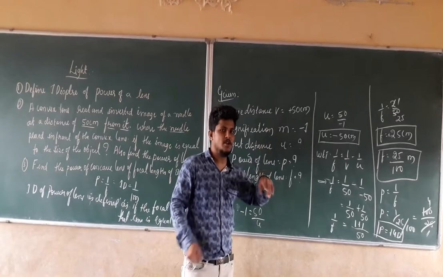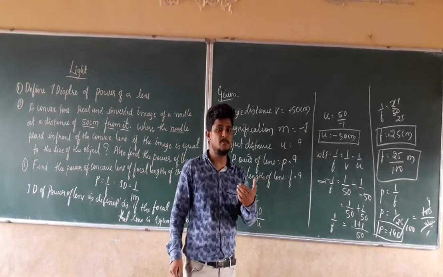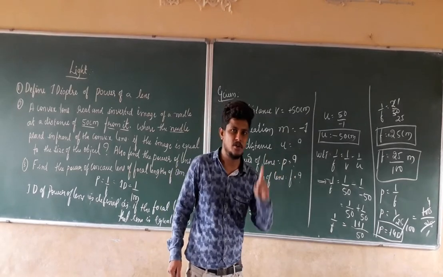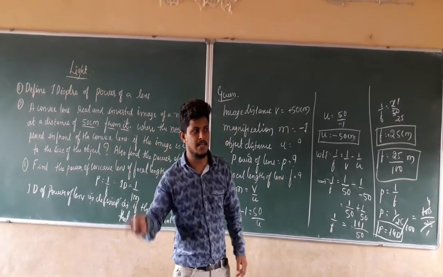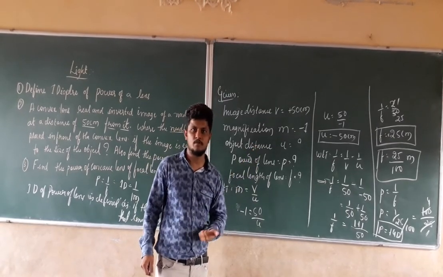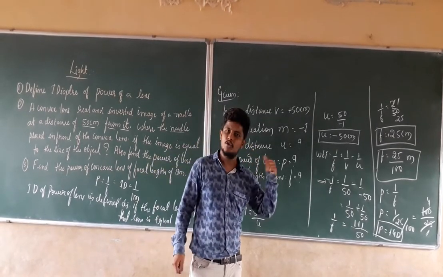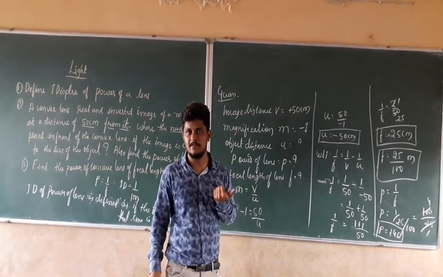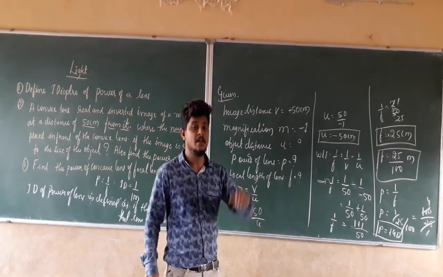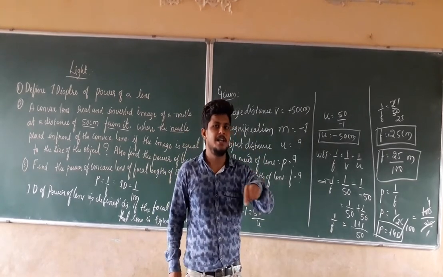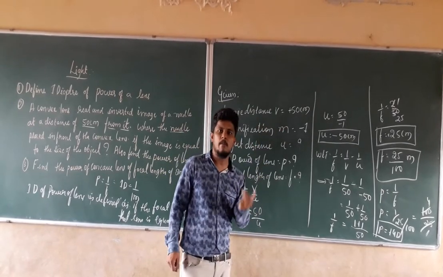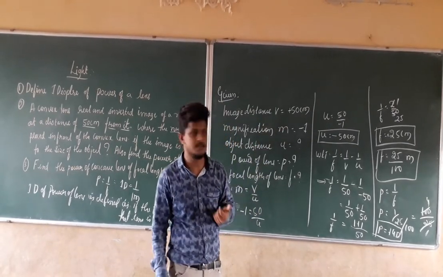If the size of the object and the size of the image are both the same, that means we are keeping the object at C and we are getting the image at C only. So if V is equal to 50 centimeters, that is nothing but C equal to 50 centimeters. In the same manner, U is also going to be 50 centimeters. If U and V are equal to C, that is nothing but the center of curvature. If you remember, the focal length is always half of the radius of curvature. So 50 divided by 2 is equal to how much? It is equal to 25 centimeters.